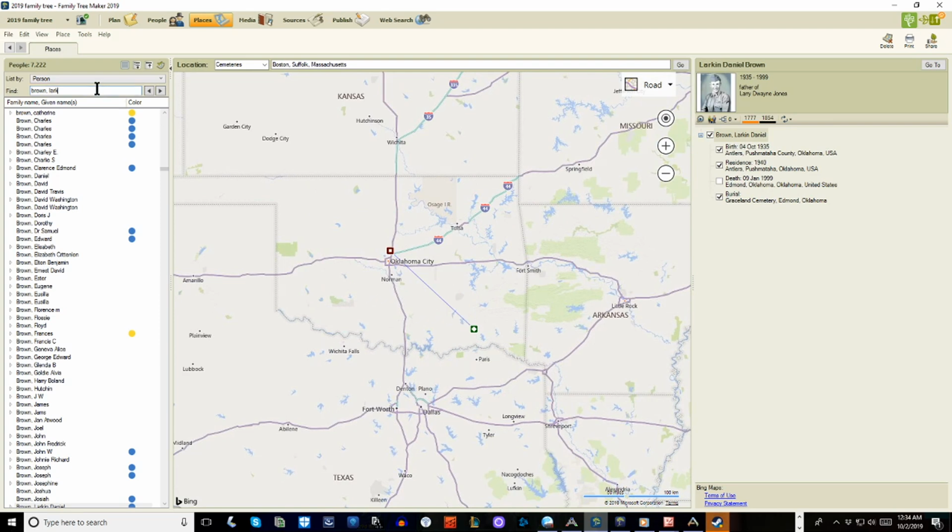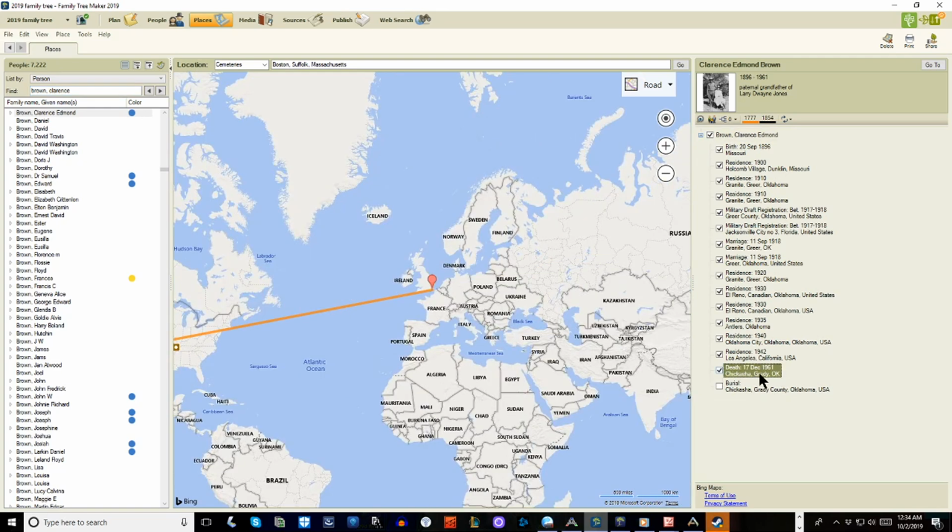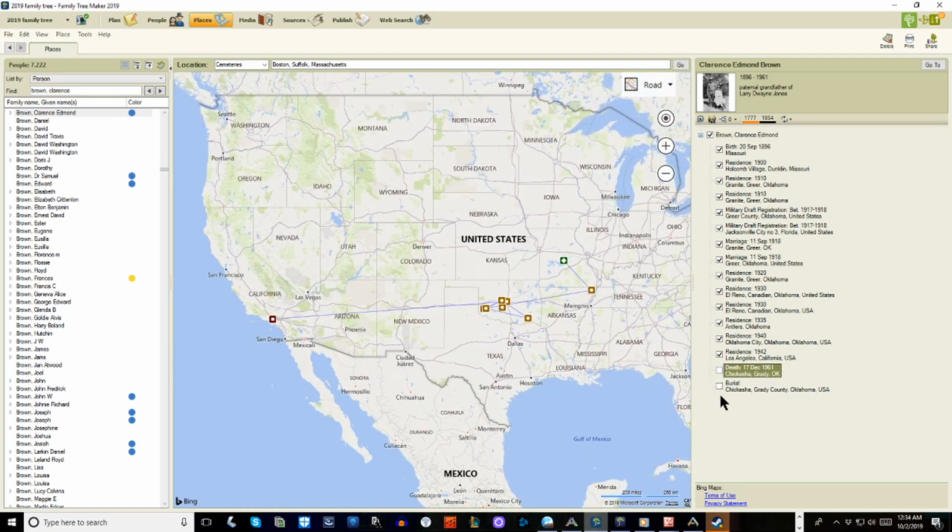Now we're going to add Clarence Brown. That's his father. And go to Clarence, and we're going to look at Clarence's migration pattern. Now, notice I've already checked the boxes here, but notice this one right here. This is Chickasha, Grady County, Oklahoma, over here in the English Channel, in the area of Dover there in the UK. But notice right here, the second to last one, if we uncheck that, look at that. Everything seems to work out.